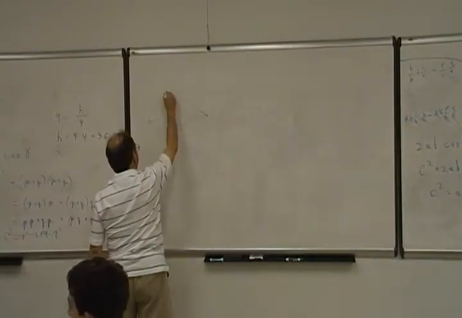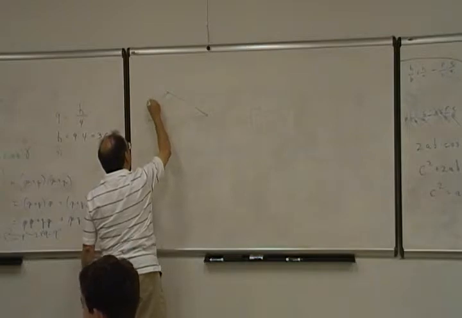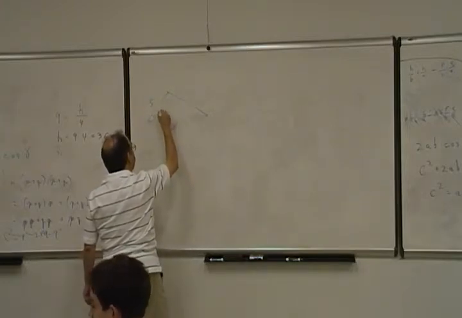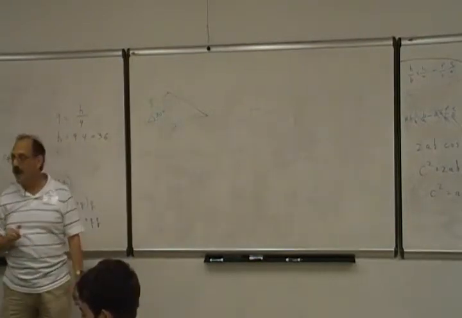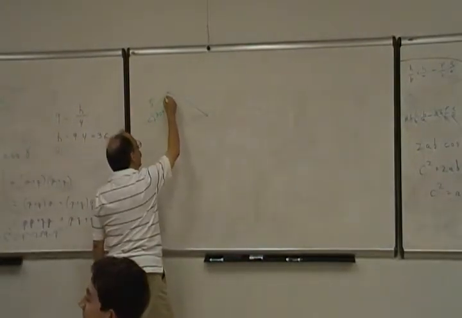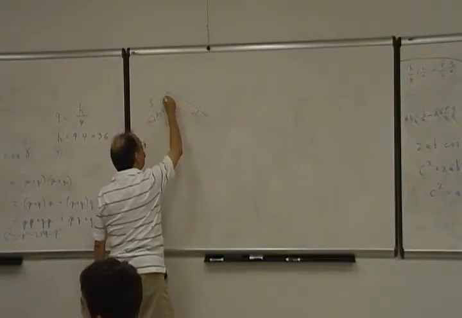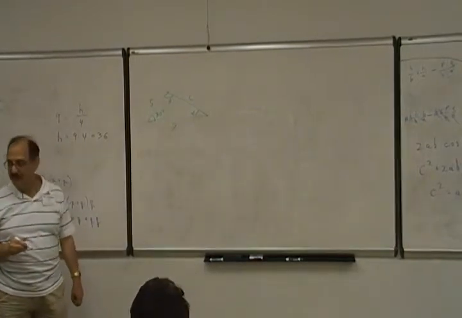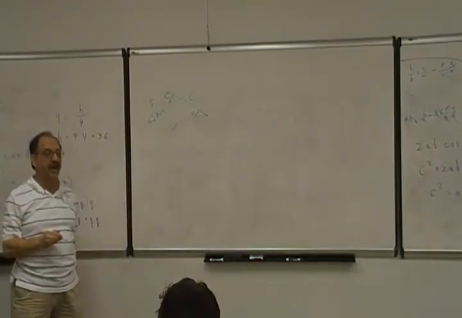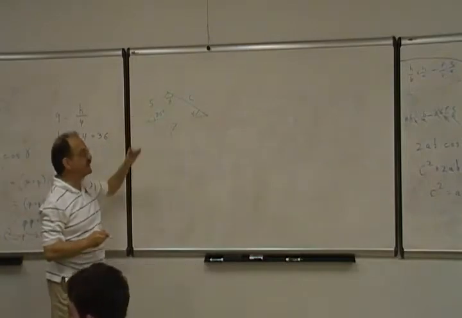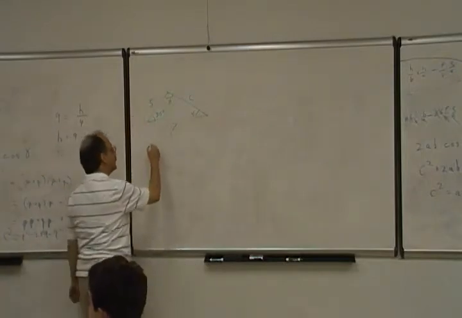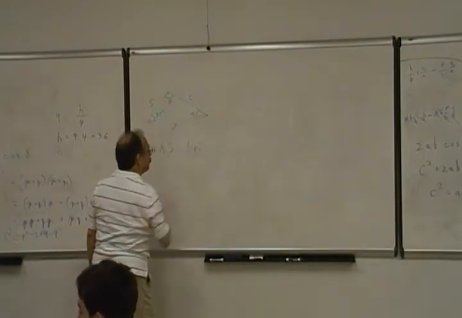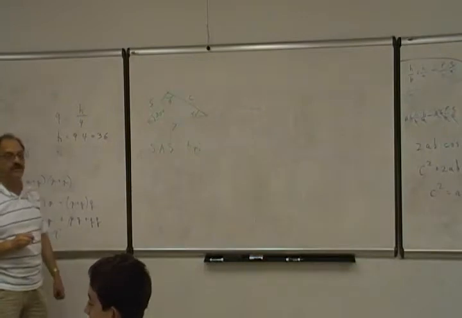Suppose I give two sides of a triangle, say 5 and 7, and the angle between them is 30 degrees. What you have to find is this angle, alpha, this angle, beta, and this side, c. Then you will have solved the triangle. If you're given two sides and the angle between them, that is called a side angle side triangle, and you can solve it.